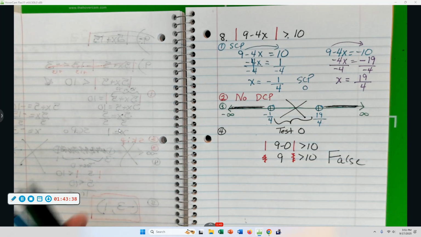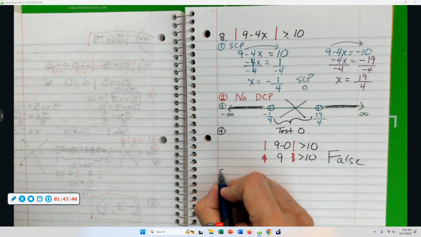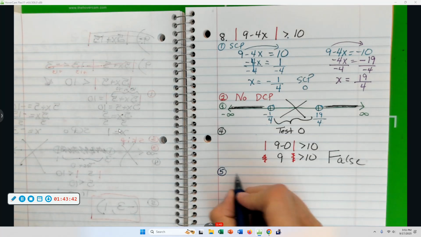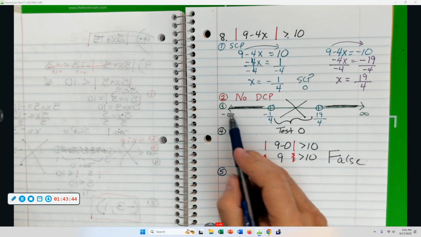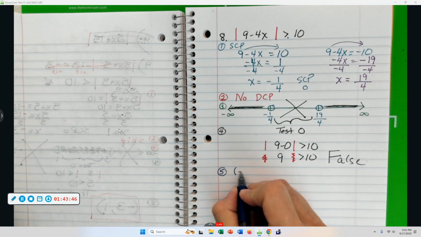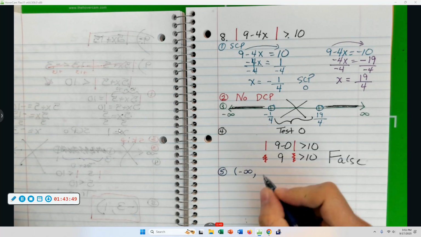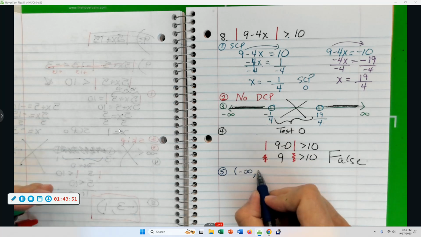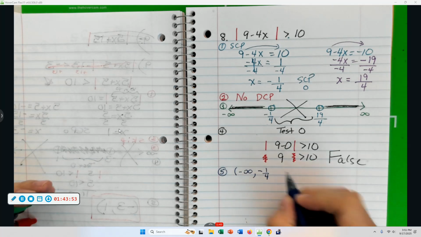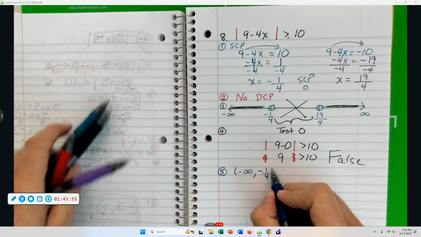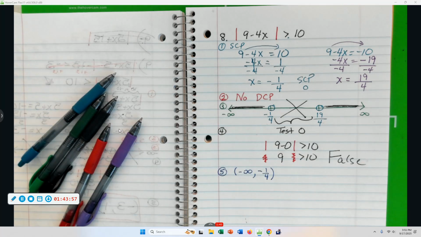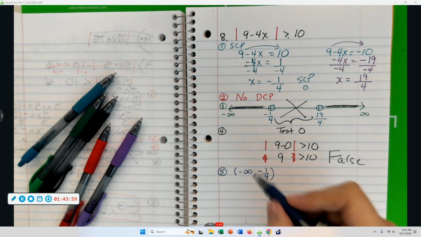And then y'all want to call out the answer. I'm pressing my brother. Okay, parentheses, negative infinity, comma, negative 1 over 4, parentheses or bracket, union.